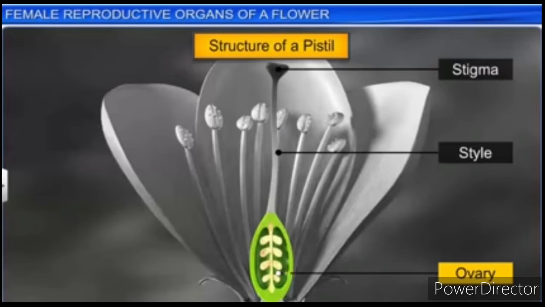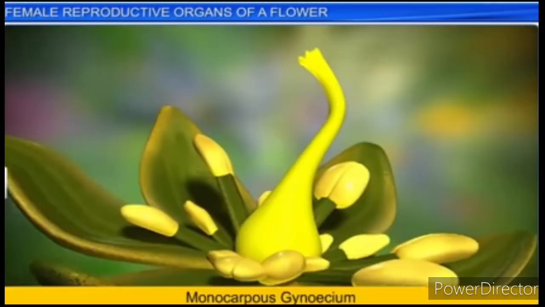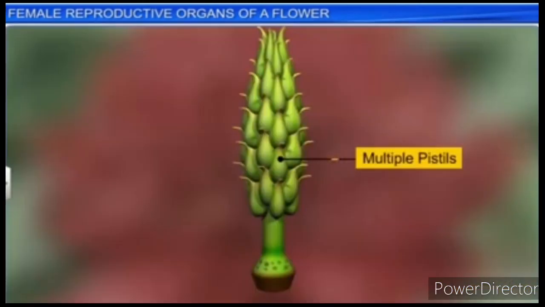Now we'll look at how many structures are present. The gynoecium consisting of a single pistil or carpel is called monocarpellary. Mono means single carpel. Or it may have many carpels present in a flower, which is called multicarpellary. So gynoecium consists of a single carpel, monocarpellary, or more than one pistil, multicarpellary.